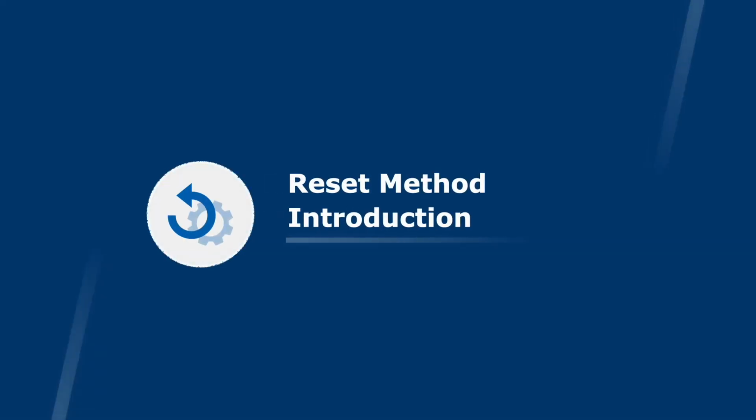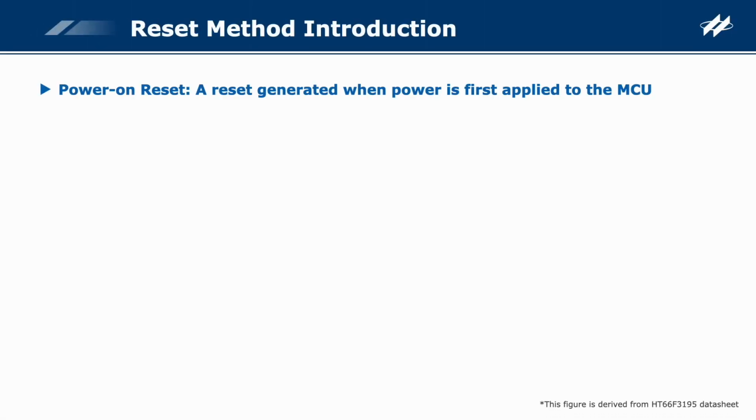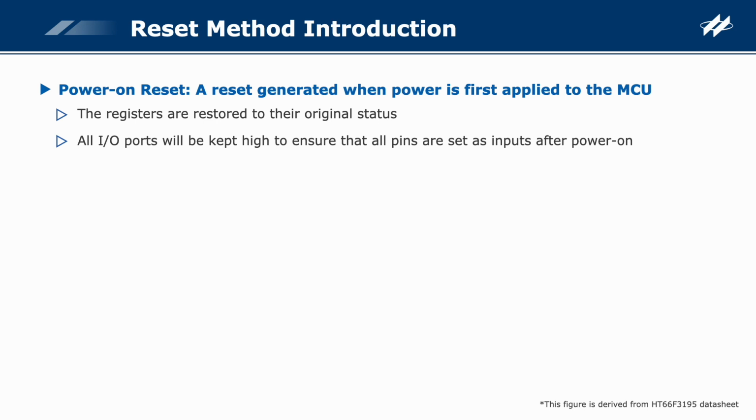Reset method introduction. The first reset method is the power on reset, which is a reset generated when power is first applied to the MCU. After reset, the registers will be restored to their original status. All I/O ports will be kept high to ensure that all pins are set as inputs after power on. The watchdog timeout flag TO and power down flag PDF will be reset to 0.